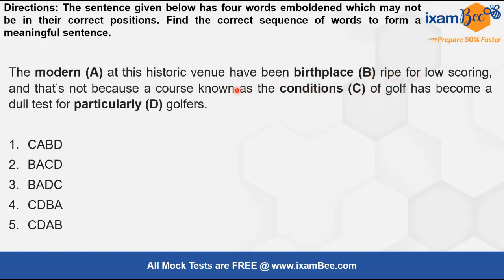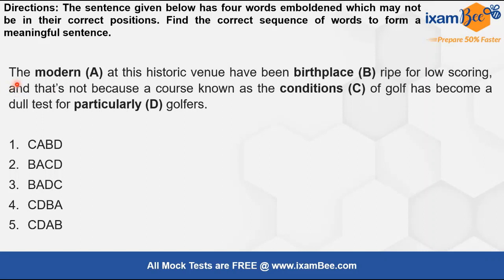So when we read this, it says historic venue have been dash ripe for low scoring. So when we see this, even if we remove this word from here and read the sentence without any word between been and ripe, then also the sentence will make sense. All right, so in the place of this word, an adverb or an adjective will be the right fit. All right, so here which is an adverb here? Particularly. So we will try fitting this word here.